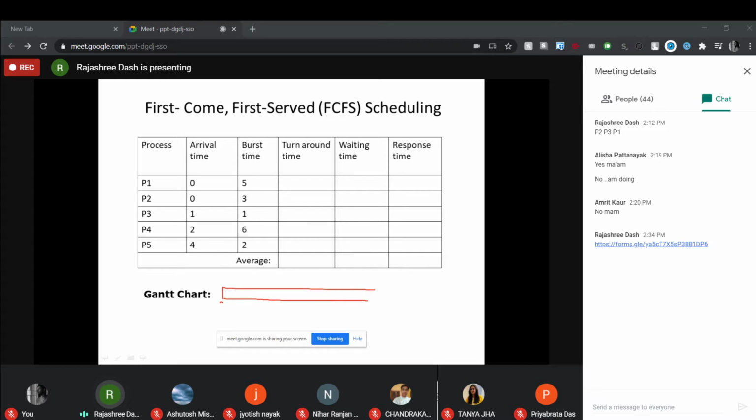So at time 0, there are only 2 processes available in the ready queue. One is P1, another is P2. So here the sequence given is P1, P2. So the first process to be assigned to the CPU is P1. The burst time for P1 is 5 milliseconds. So P1 will continue up to 5. After P1, then P2 will start its execution.